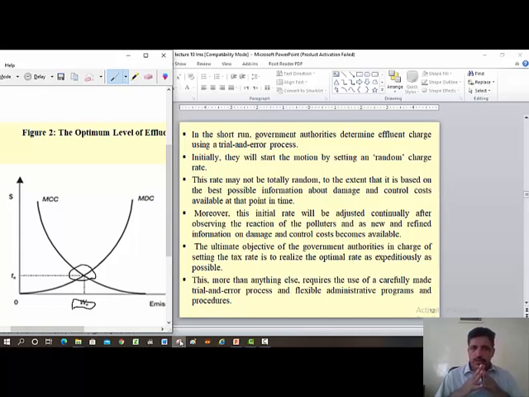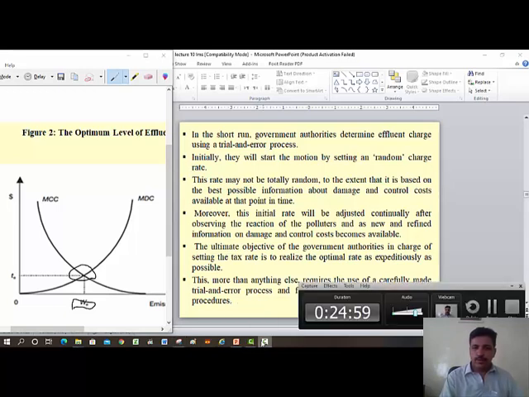Moreover, this initial rate will be adjusted continuously after observing the reaction of the polluters, and as new and refined information on damage and control costs becomes available. The ultimate objective of the government authorities in charge of setting the tax rate is to realize the optimal rate as expeditiously as possible. Thus, more than anything else, this requires the use of a carefully made trial and error process and flexible administrative programs and procedures.